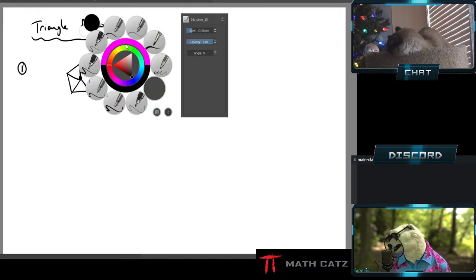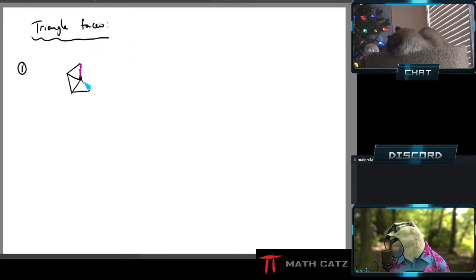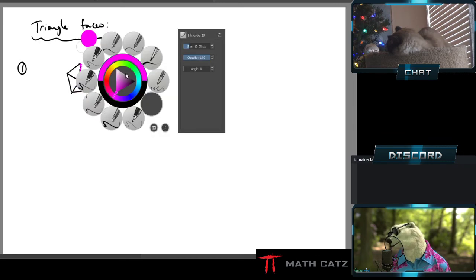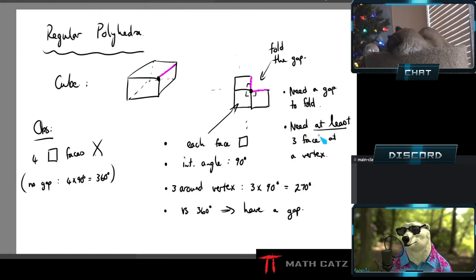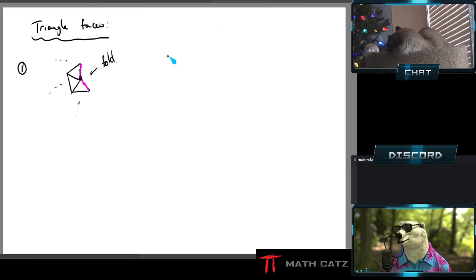So now, I might not be able to visualize the 3-dimensional shape, but that's not a requirement. I'm going to fold this part of the net, which does continue, and I don't know how, not yet. I'm going to fold this together, fold here, but I need to check. Okay, I need at least 3 faces at a vertex. Good, check. I want to fold a gap, so I better make sure that I have a gap. Okay, so let's double check.